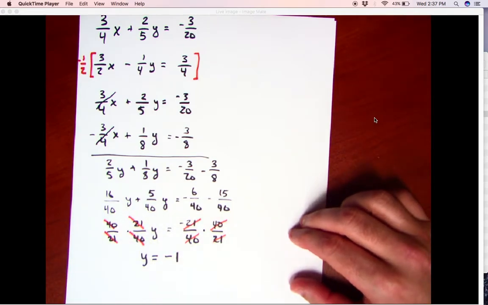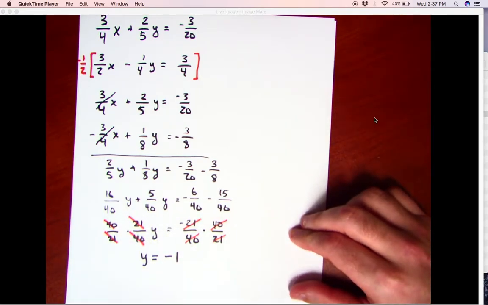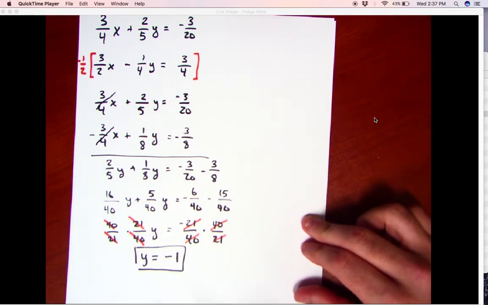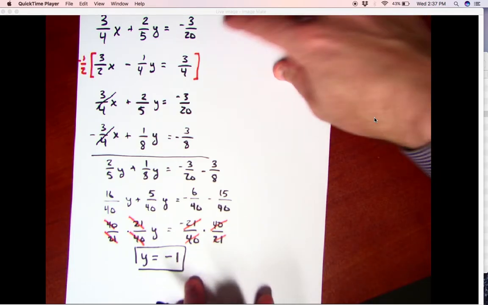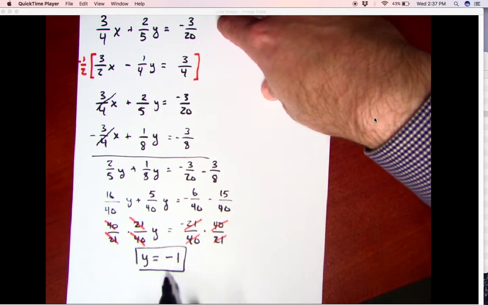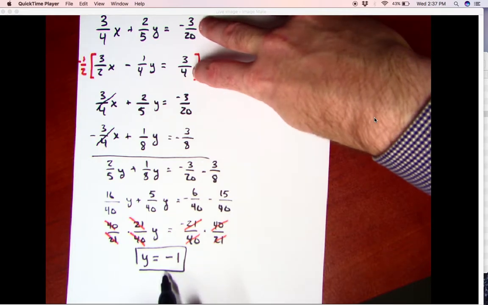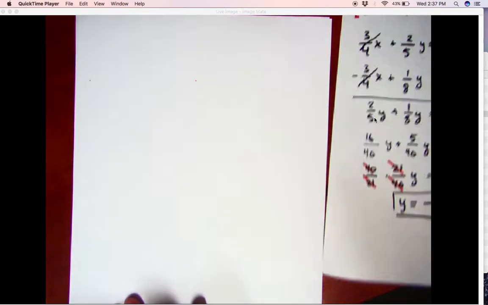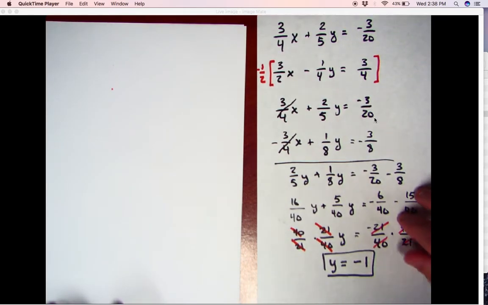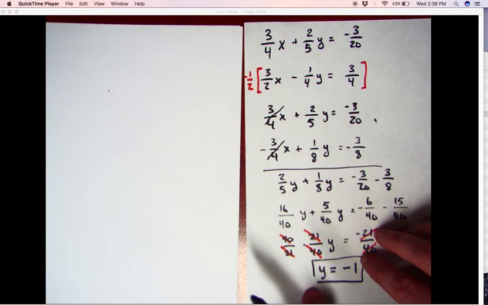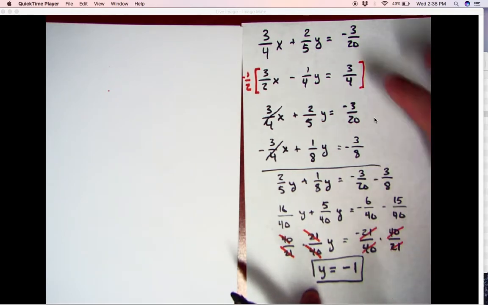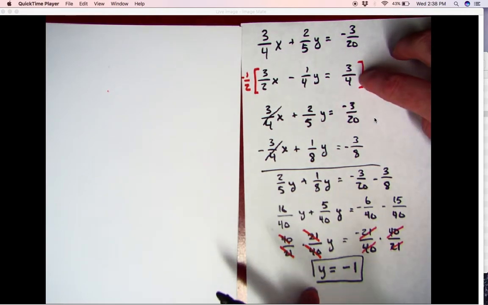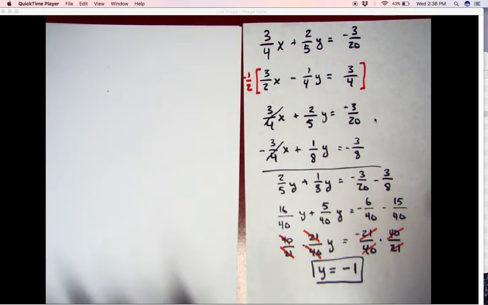Okay? So now that we have a y value of a negative 1, that's half of our battle right there. That's half the answer. Now we have to go back and figure out what our x value is. So we can plug the y value into any one of our original equations to figure out what our x value is. So I'm going to take my y value and plug it in for, let's say, the second equation. You can also do it to the first equation if you like, but the second equation looks a little bit easier, looks a little bit friendlier.